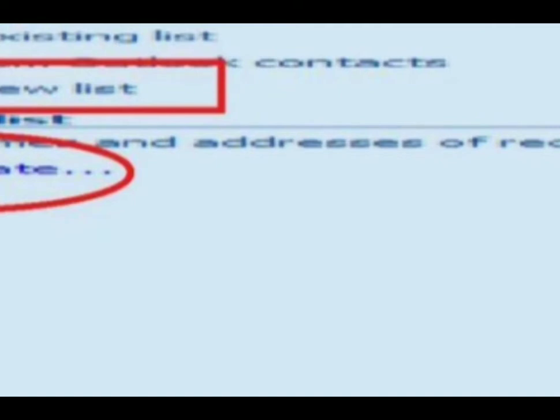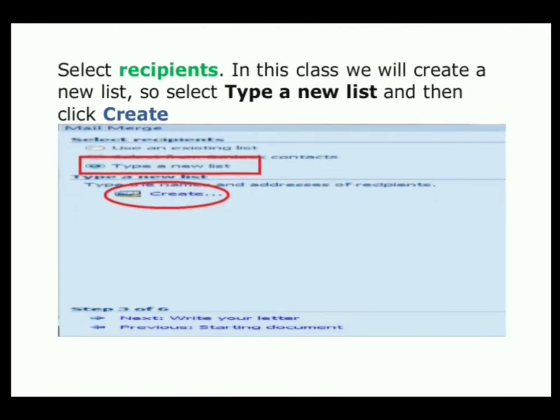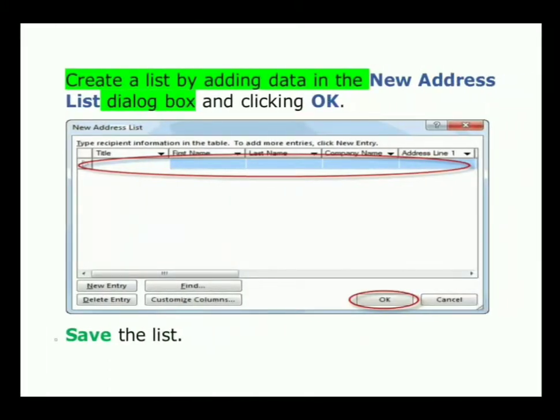Next we have to create a list by adding data in the New Address List dialog box and click OK. Now here we have to create the data list, the address list. We have to set different field names here, for example title, name, company name, address, etc., and we have to prepare it in tabular format. After that we have to click OK.